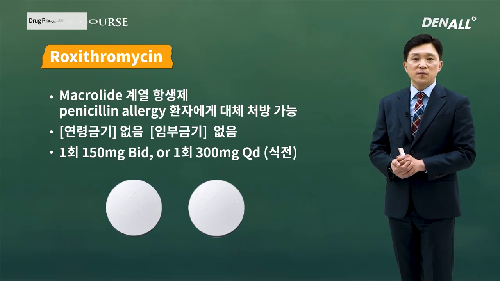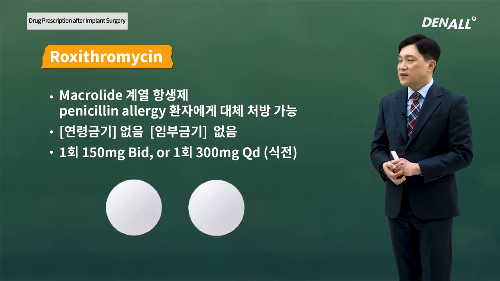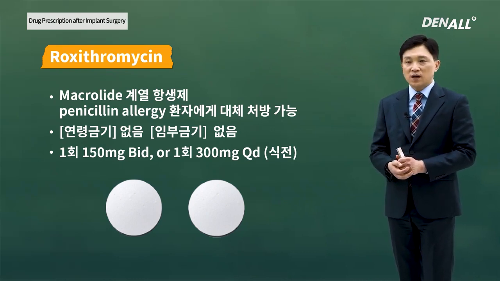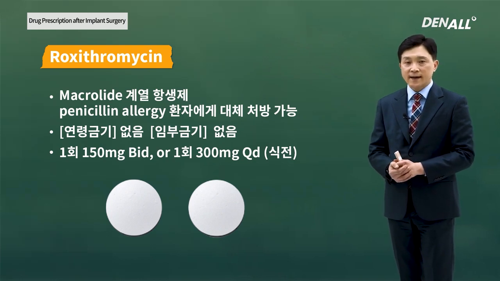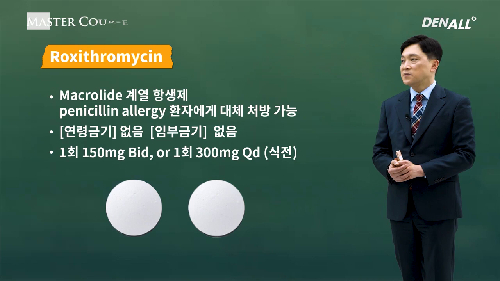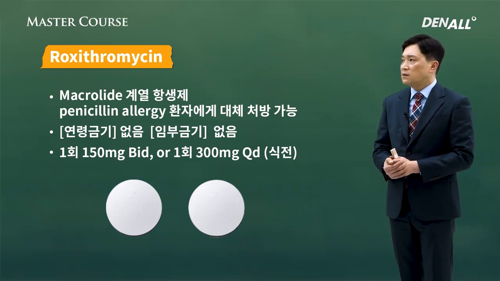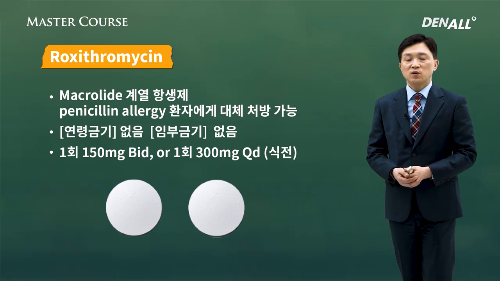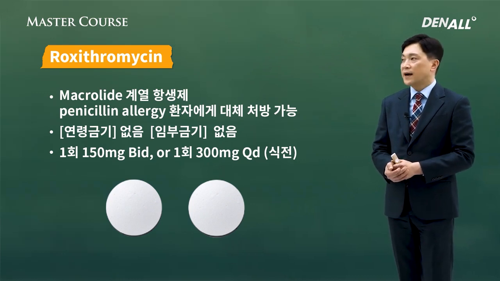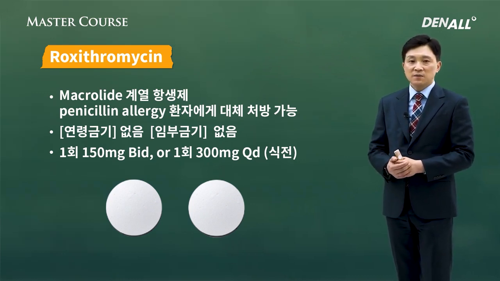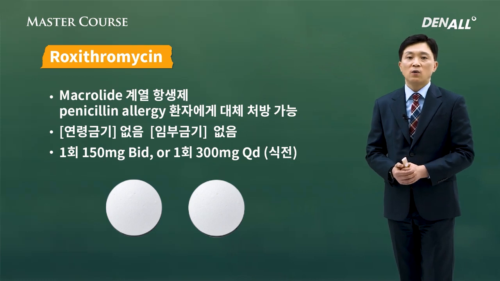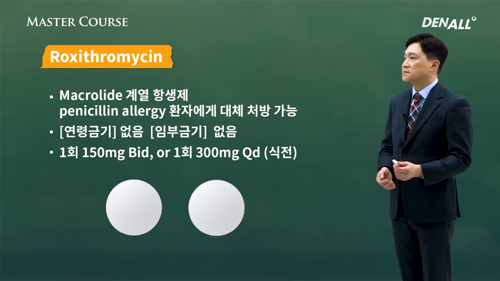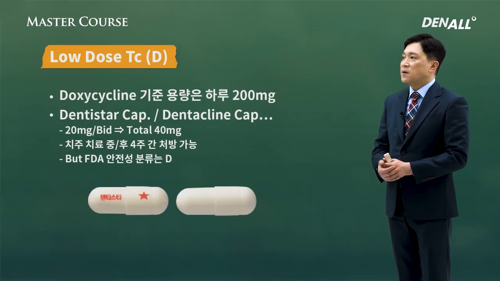Next, roxithromycin. It is in macrolide family, so this can be an alternative prescription for patients with penicillin allergy. Especially, the roxithromycin does not have a contraindication of age or pregnancy. It can be safely prescribed for 150 mg dosage. It can be prescribed even as twice a day.